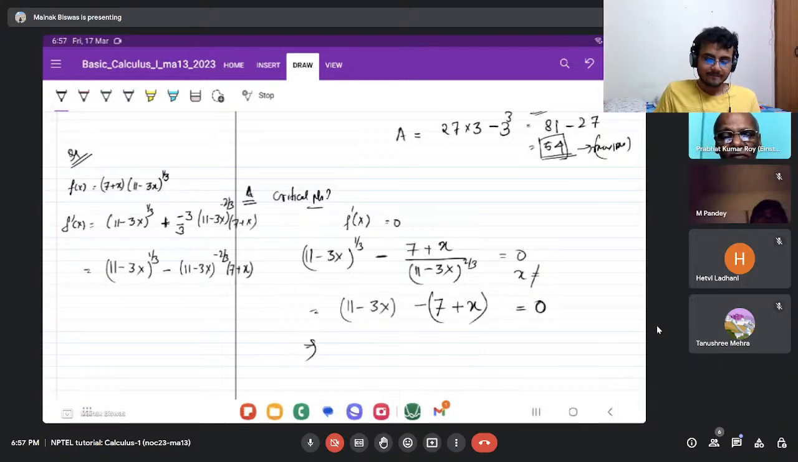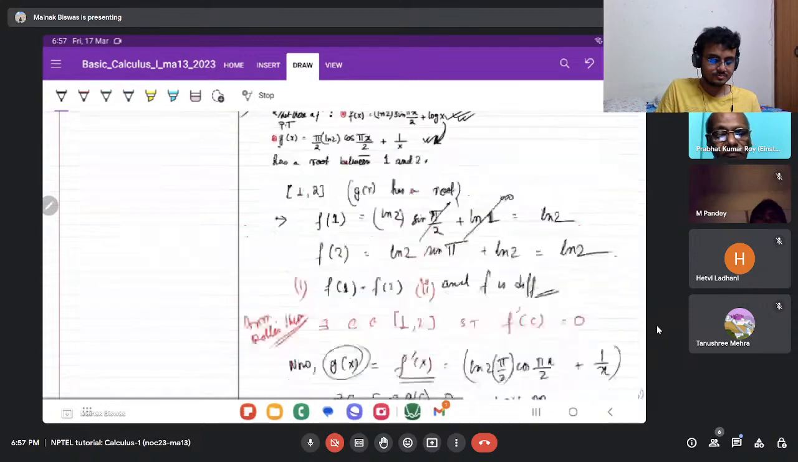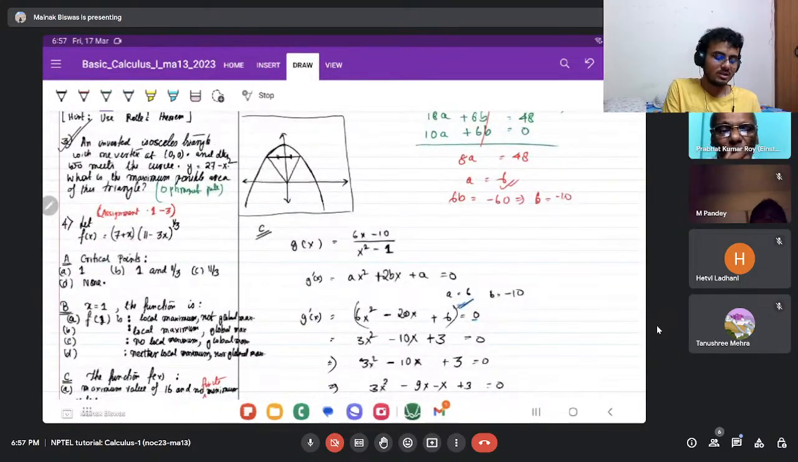Okay. So anyway, let's do this, we'll do it fast. There are other questions. I thought it was a bit involved, so I tried to do it. So it's okay. Minus 4x is equal to 0, so x is equal to 1, right? So 1 and 11 by 3 are the critical points.